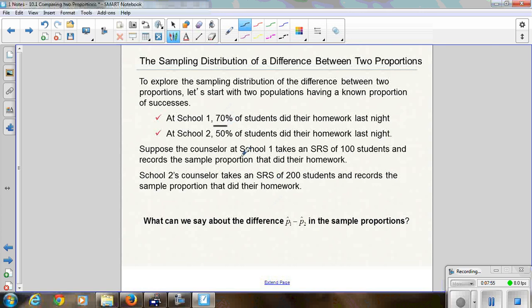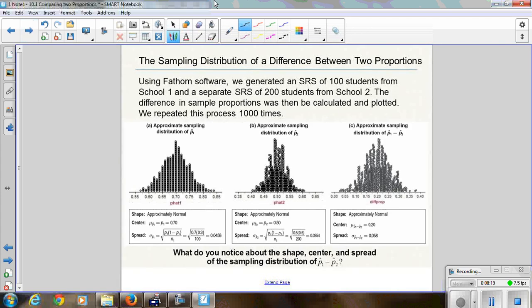School 1 was a simple random sample of 100 students, and at school 2 we had a simple random sample of 200 students. What we want to know is the sampling distribution of the difference in two proportions. If you take two samples, subtract the proportions, then take another two samples, subtract the proportions, and track all of those values, you'd have a sampling distribution for the difference. This next slide shows each case.